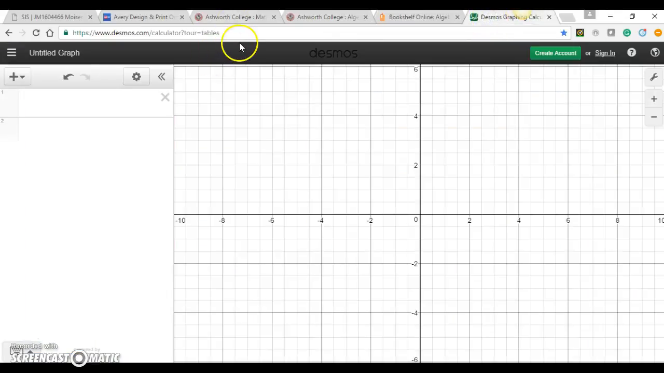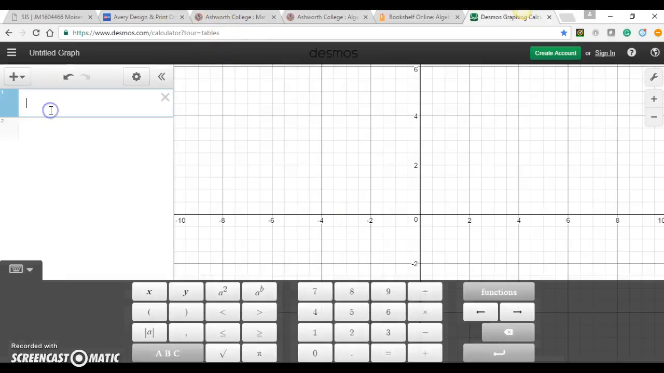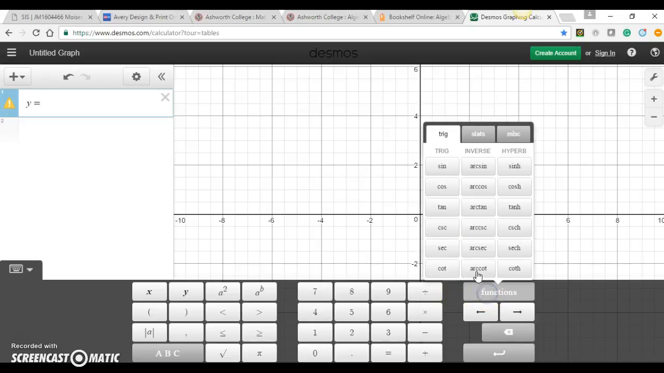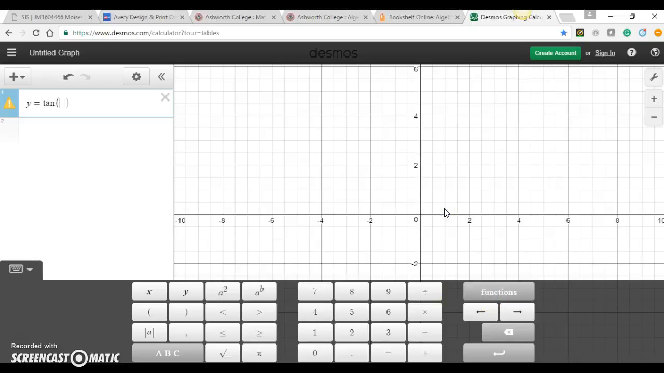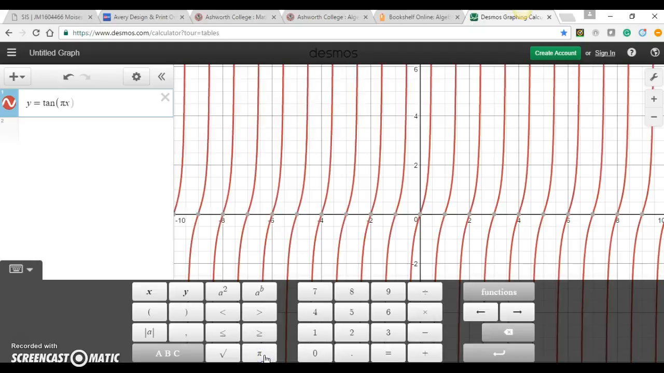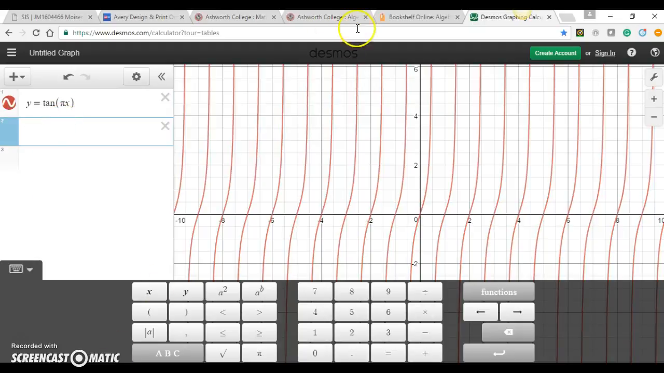I'm going to use my free graphing calculator at www.desmos.com. I'm going to plug it in. So I'm going to do y equals, I'm going to use my function here, tangent, and I'm going to put pi, and I'm going to put x. Okay, and that's a lot, right? Well, we don't need all of that. Let's put in our boundaries.